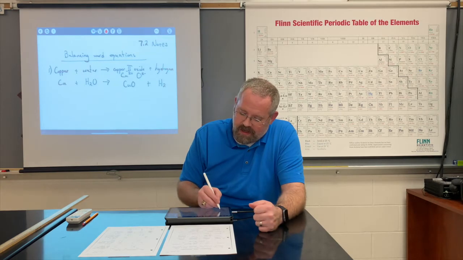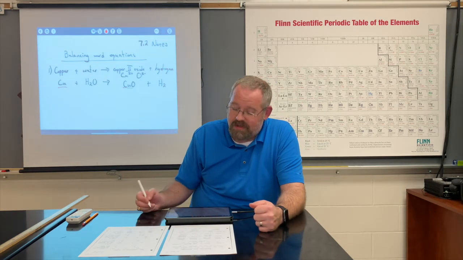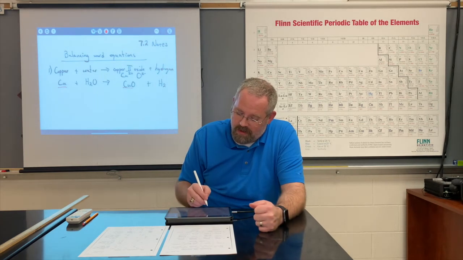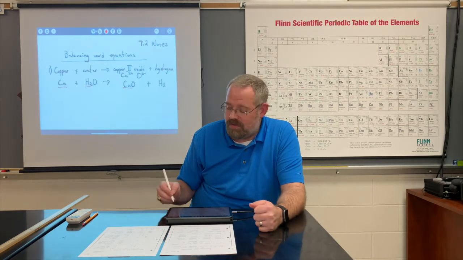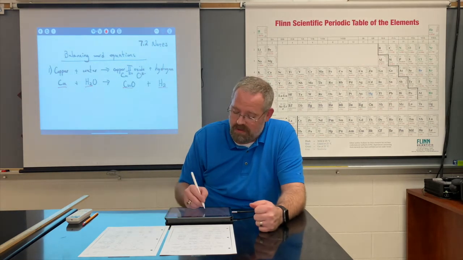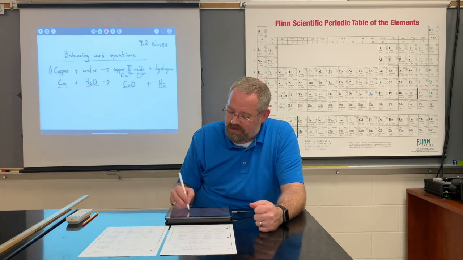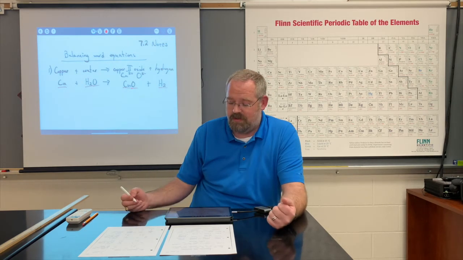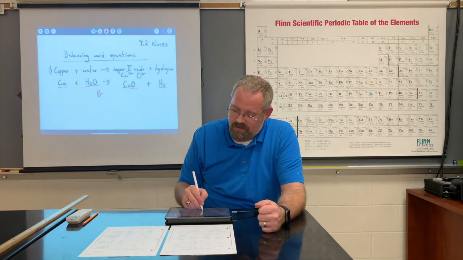On the left side I have 1 copper, and the right side I have 1 copper. On the left I have 2 hydrogen, on the right I have 2 hydrogen, and on the left I have 1 oxygen, and the right I have 1 oxygen. So this one's balanced, so we don't need to do anything. It's always nice when that works out.